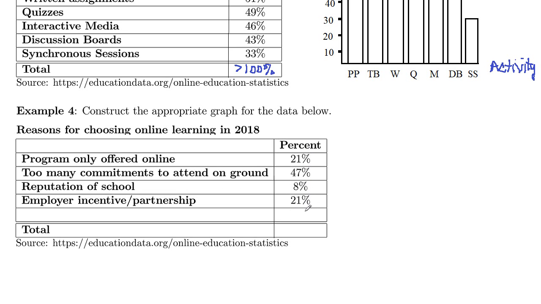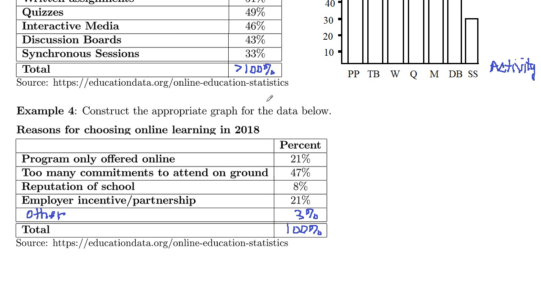Now these add up to less than 100%. Those actually add up to 97%. And if you only have 97%, you can't use a pie graph. So there's actually one category that's left out here, and that is some other reason. And we would be assuming here that they chose the primary reason for online learning. So our other here is going to be 3%, and then that will allow these to add up to 100%. Then we can use a pie graph to represent these.